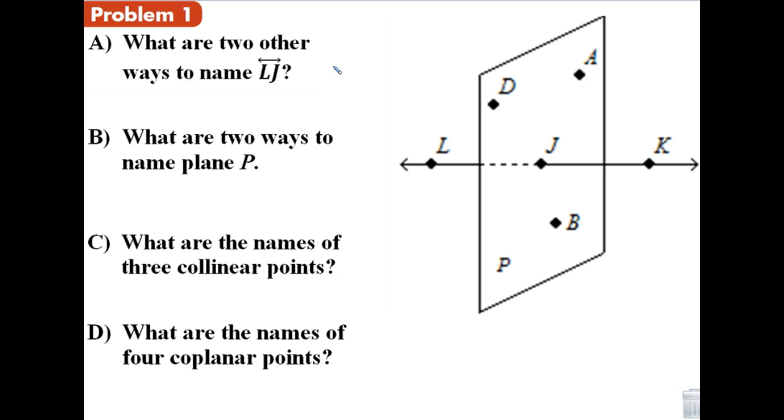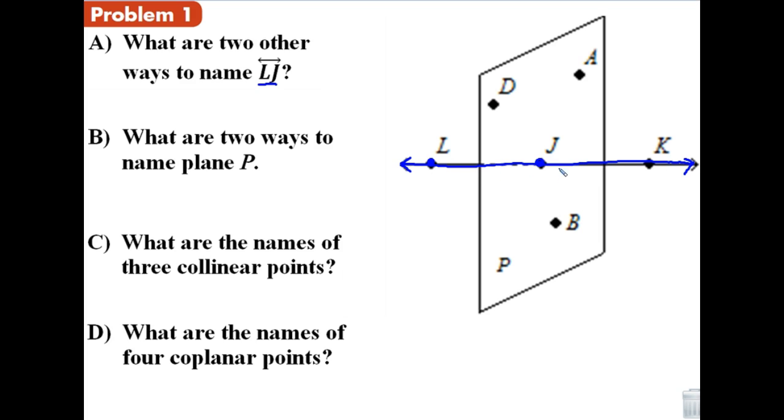All right, so part 8 wants to know what are 2 other ways to name line LJ. Now there's only one line in this picture, but if I wanted to figure out which line we're talking about, I'd find point L, I'd find point J. I draw the line through that. So line LJ is talking about this line right here.